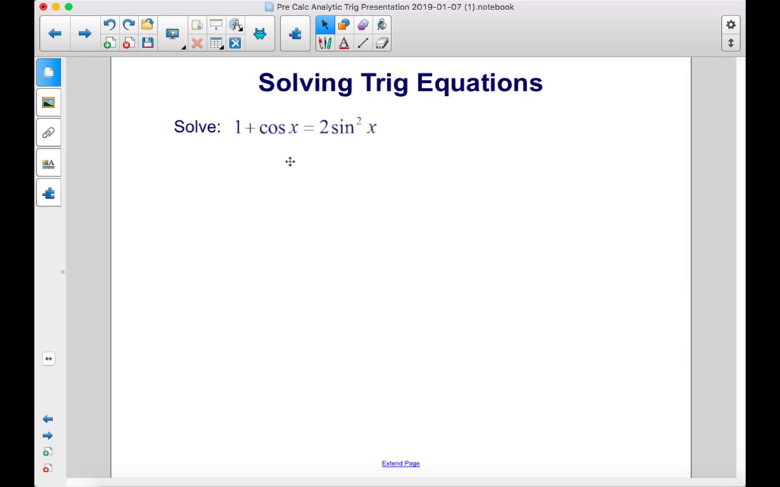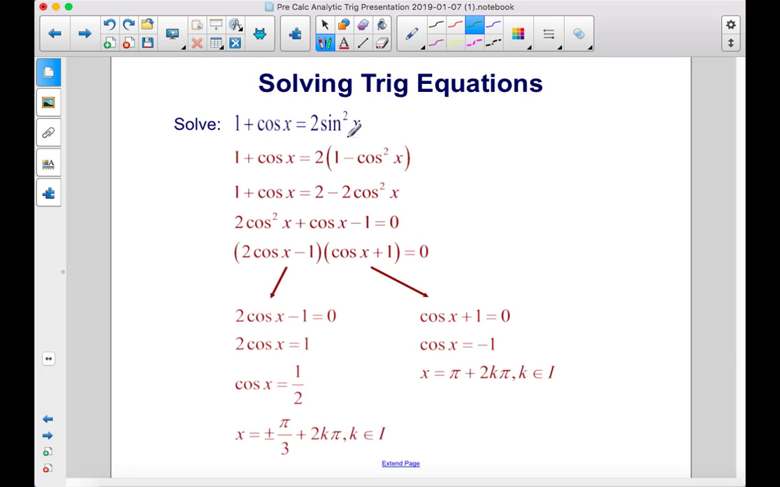Solve. 1 plus cosine x equals 2 times sine x squared. First, we'll use the Pythagorean identity to replace this sine x squared with 1 minus cosine x squared. From there, we multiply that 2 through, then we move everything over to the left side and factor. Then we set each of these pieces equal to 0.